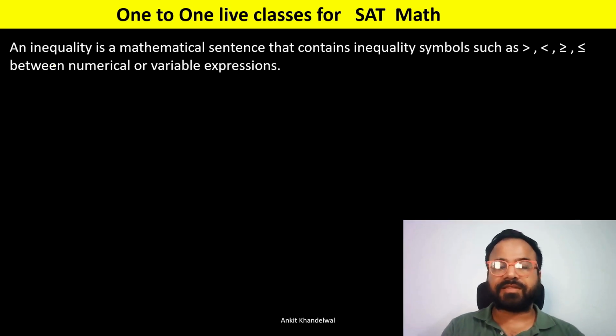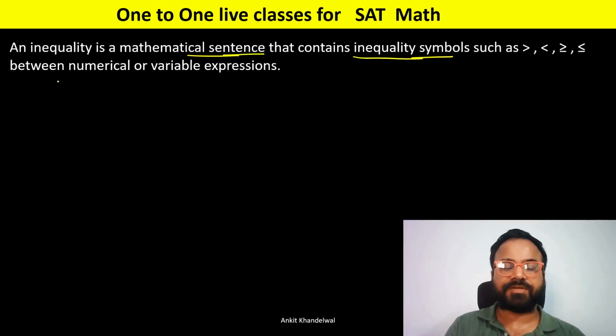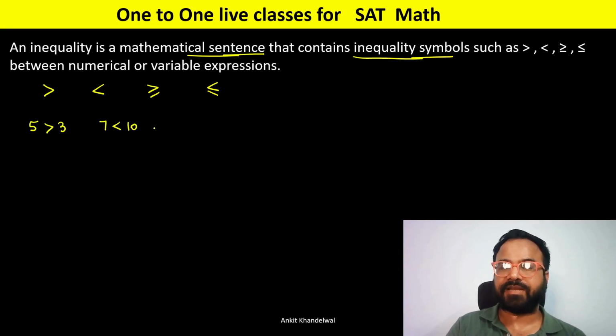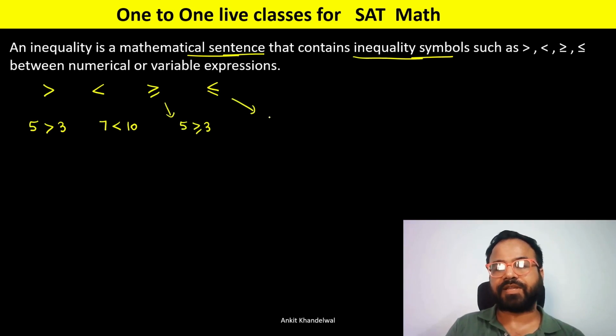So first of all, the definition says an inequality is a mathematical sentence that contains the inequality symbols. These are the four symbols which we will be using: greater than, less than, greater than or equal to, less than or equal to. Just like we use 5 is greater than 3, the second one as 7 is less than 10, 5 is greater than or equal to 3, and this fourth one we can use as 7 is less than or equal to 10.